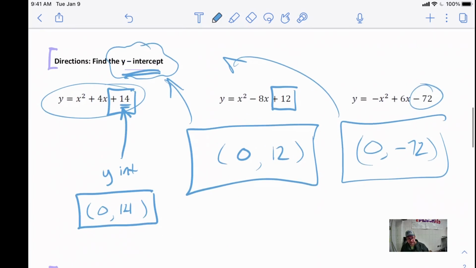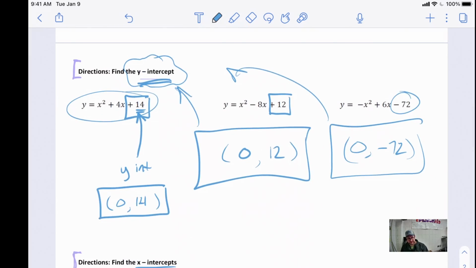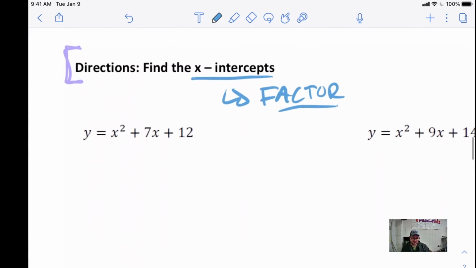The y-intercept is really easy. Maybe I'd remember that because the word easy has a y in it, right? So easy, y. Hopefully you can remember that you just need this number c right there. Now, for the x-intercept, we're going to have to factor. And here's the thing I like about the x-intercept. How do we factor? Well, we use the x. So that's maybe a helpful way to remember.